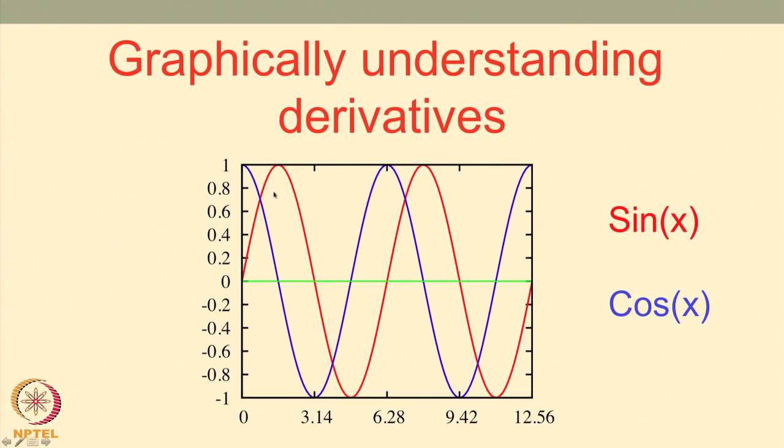And as the slope decreases, here the slope is 0. Therefore, the cos function will hit 0 when sine has a maximum there. And here, after pi by 2, this will have a negative slope. Therefore, the cos value will be negative.